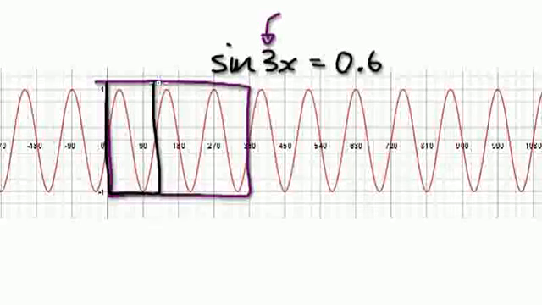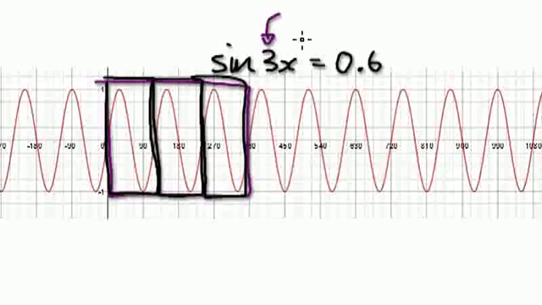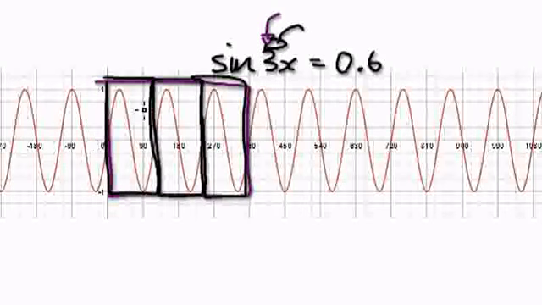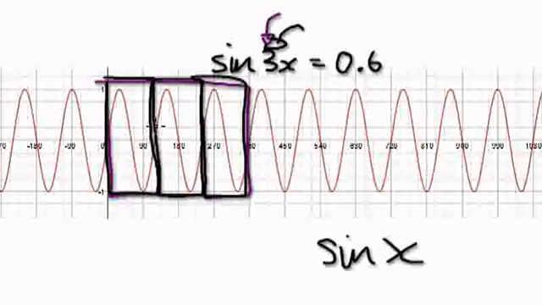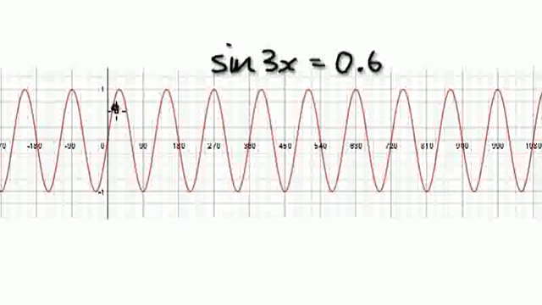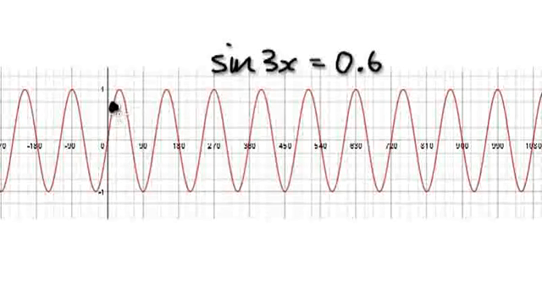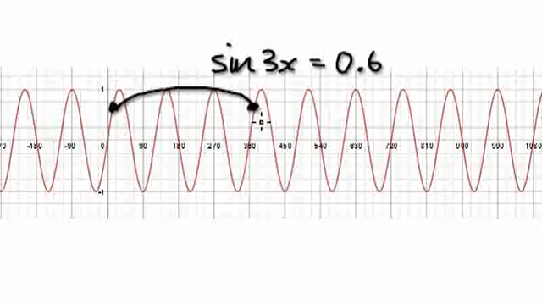So here is one revolution, okay? Here is another revolution, and here is another one. Because of this 3 here, we're doing 3 cycles in the time it takes for the normal sine of x to do one cycle. So later on, once you find out this point here, you can't simply add 360, because if you add 360, it will give you this point, which will be another solution. Add another 360, and then this will be another solution.